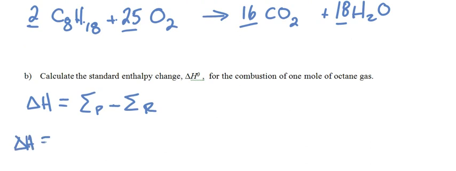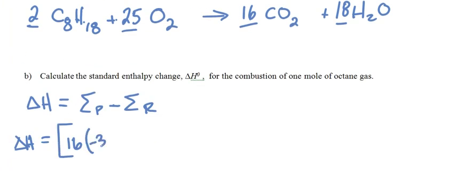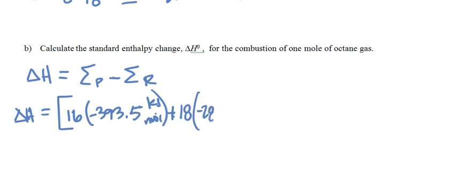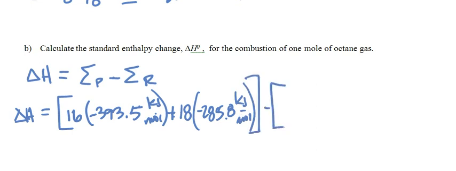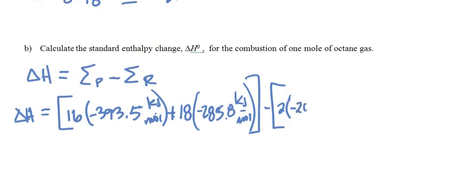So delta H is equal to 16 carbon dioxide, whatever the value for carbon dioxide is, negative 393.5. Sorry, I'm going to be scrolling back and forth. 393.5, and that is kilojoules per mole. Plus 18 times a negative 285.8 kilojoules per mole. And that's all the products. And then we're going to do 2 times octane. And octane is negative 208.4. If I start writing smaller here, I apologize. That's kilojoules per mole.